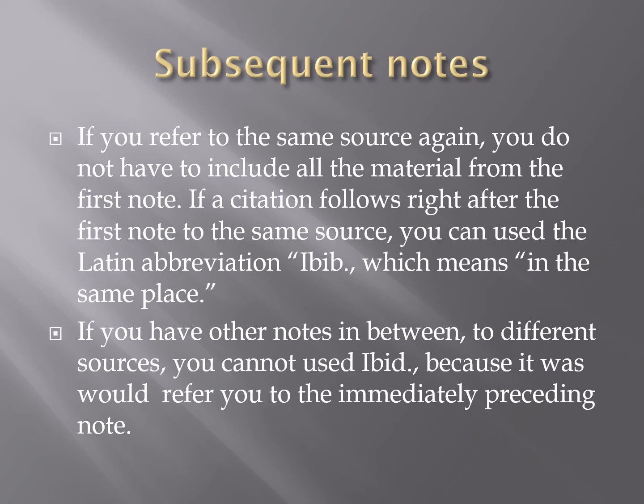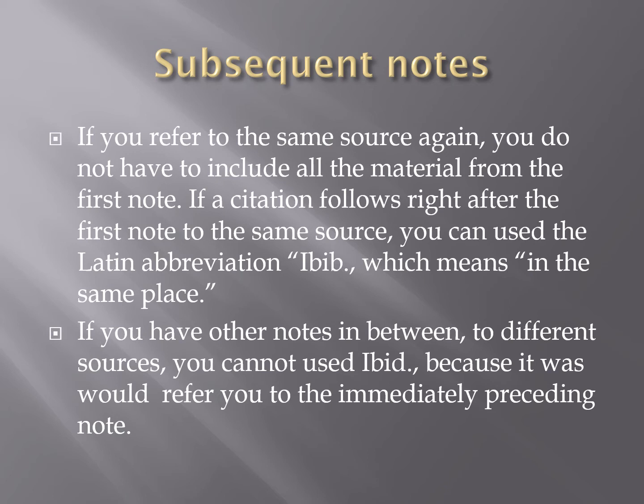After you have made a first reference to a book, first citation, then you don't have to write all of that over. If a citation follows right after the first note and is to the same source, you can use the Latin abbreviation Ibid, which means in the same place. Now, this word should be capitalized, and there should be a period after because it is an abbreviation. Although it is Latin, you don't have to put it in italics as a foreign language because it is so commonly used in English.